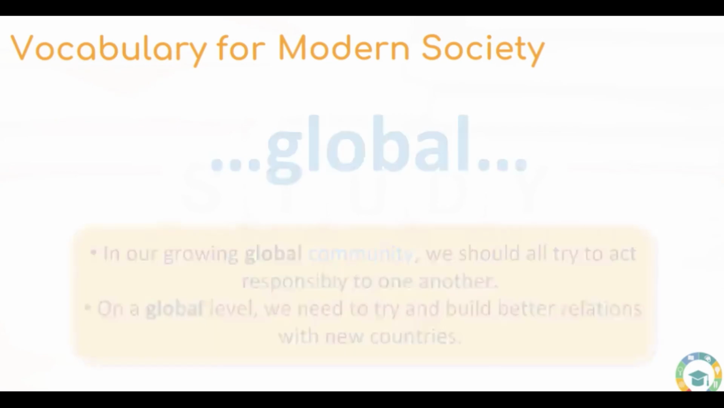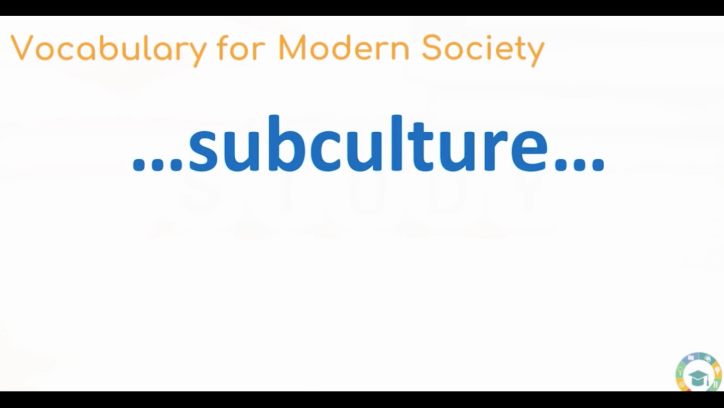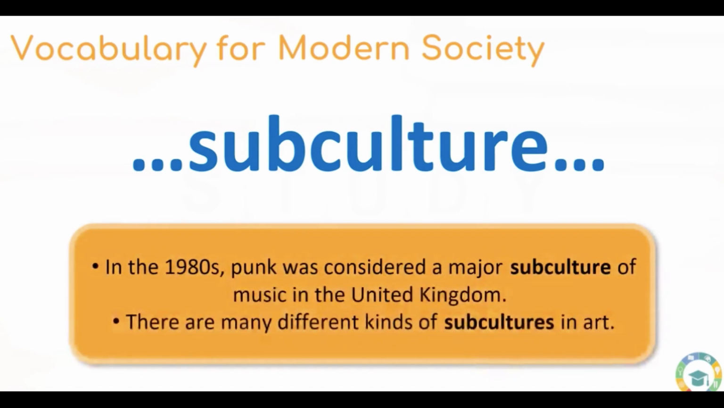Here we have subculture. A subculture is a smaller part of a bigger culture. For example, I will show you this first example to explain. In the 1980s, punk was considered a major subculture of music in the United Kingdom. So punk is a subculture, a smaller part of the big culture of music. There are many different kinds of subcultures in art.